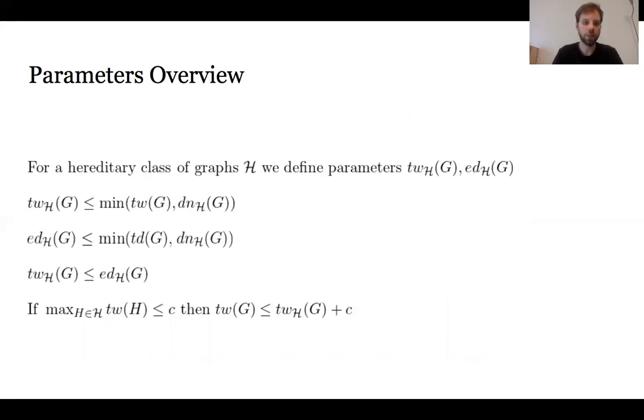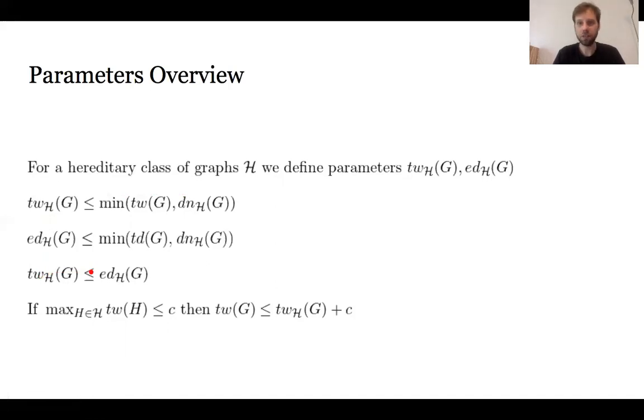Let me give some quick summary of these parameters. So for hereditary class of graphs H, we define H3 width and H elimination distance. And H3 width is upper bounded by both tree width and the deletion number to the class H. And in general, both these parameters can be large, while H3 width can be very small. And similarly, H elimination distance is upper bounded by tree depth and deletion number to H. Similarly, as with tree depth and tree width, H3 width is upper bounded by H elimination distance.